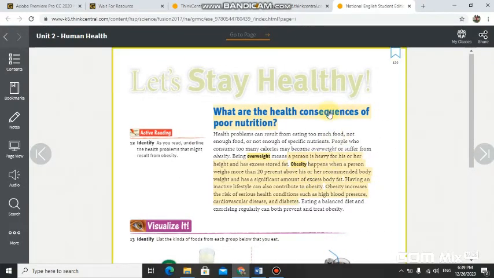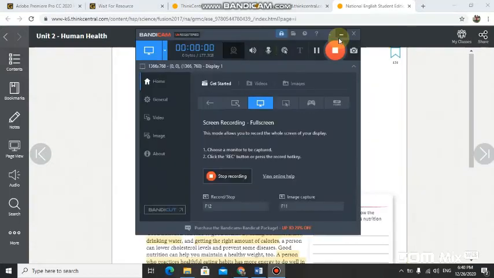overweight and obesity, they are consequences of poor nutrition or over nutrition. تمام. overweight هو لما a person is heavy for his or her height and has excess stored fat, while obesity happens when a person weighs more than 20% above his or her recommended body weight and has a significant amount of excess body fat.